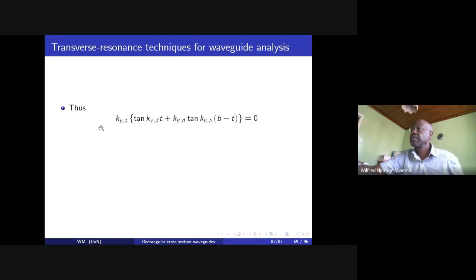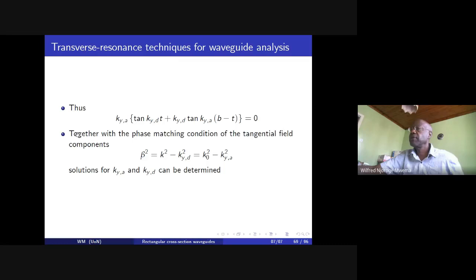And thus, when we add them again as before, we get a value, and together with the phase matching condition obtained from the phase dispersion relations, we get the solutions for Ky of A and Ky of D.